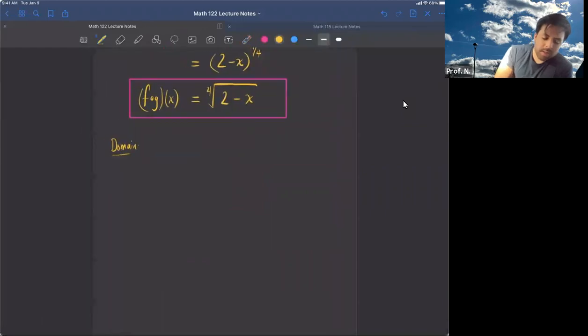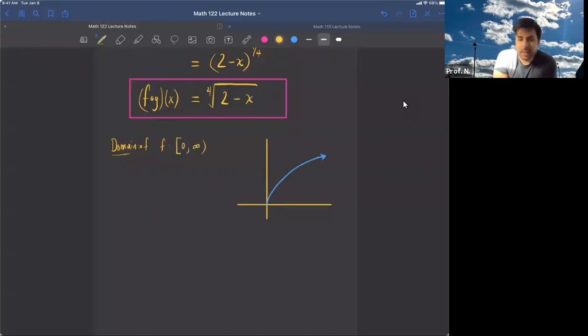We know the domain of f, right? We know that the graph for this function is going to look like this. So then what's my domain here? My domain here is going to be 0 to infinity. Those are my x values, right? All my x values are here. So they go from 0 to infinity.